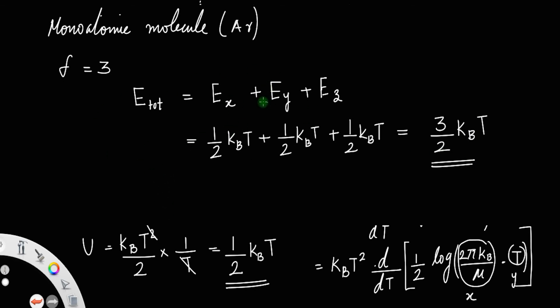Clear? So this partition, every energy is parted equally, and this law is called the law of equipartition of energy, because every degree of freedom has equal energy.